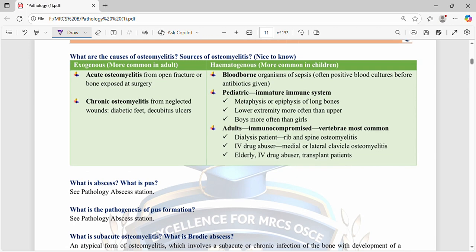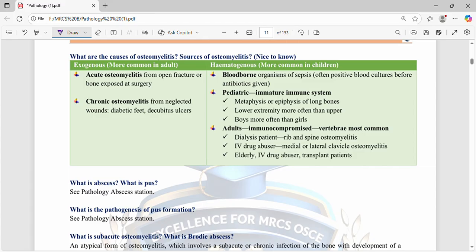What are the causes of osteomyelitis? The sources of osteomyelitis or risk factors. Exogenous is more common in adults: acute osteomyelitis from an open fracture or bone exposed at surgery, and chronic osteomyelitis from neglected wounds, diabetic foot, and decubitus ulcers. And then hematogenous or blood-borne. For example, there is some infection in the blood, so it reaches the bone and involves it. Hematogenous is more common in children because of their immature immune system.